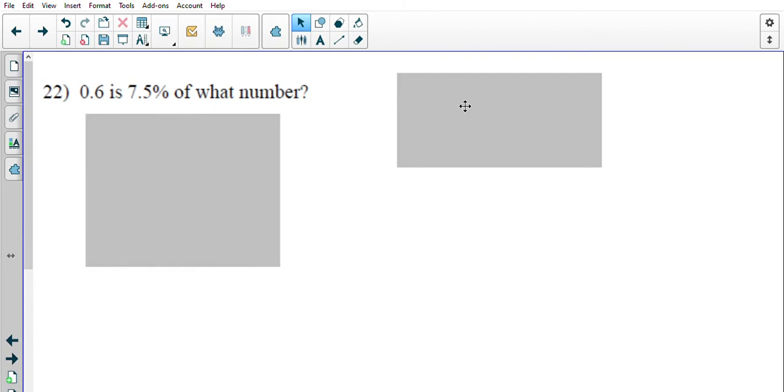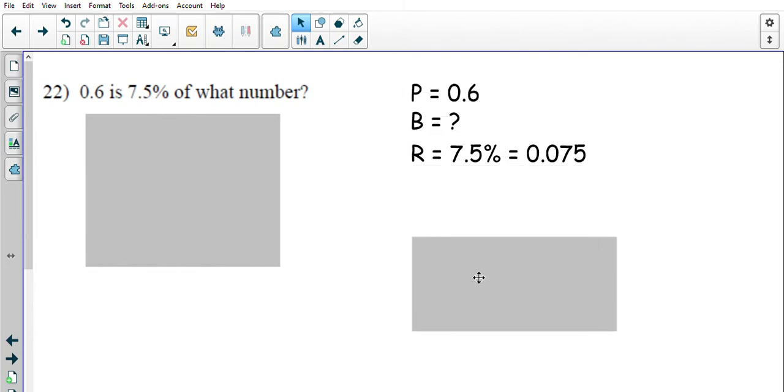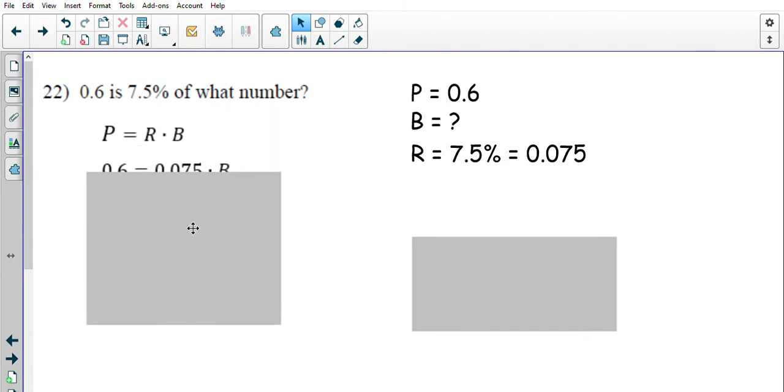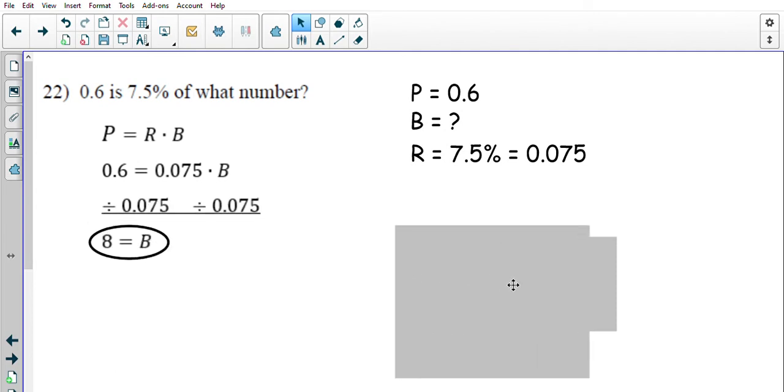How'd you do with this one? This one's a little trickier because 7.5% as a decimal is not 7.5, it's 0.075, so be careful with that. 0.6 is my part, so P equals R times B. We have 0.6 equals 0.075 times B. Divide both sides by 0.075, and we will get that our base is 8. That's a little tricky there where we have a really weird decimal.